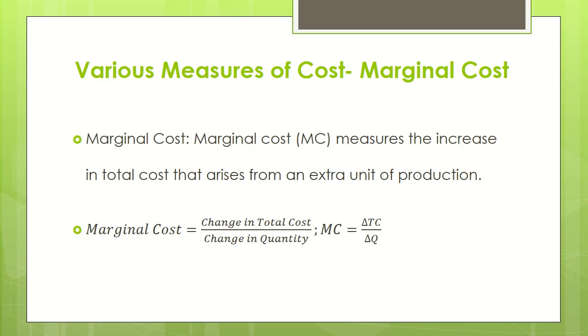Here is another measure of cost, that is the marginal cost. Basically, marginal cost measures the increase in total cost that arises from an extra unit of production. Marginal cost is equal to change in total cost divided by change in quantity. Or you can say that MC, that is marginal cost, is equal to delta TC divided by delta Q. So this delta denotes the change. That means change in total cost divided by change in quantity.